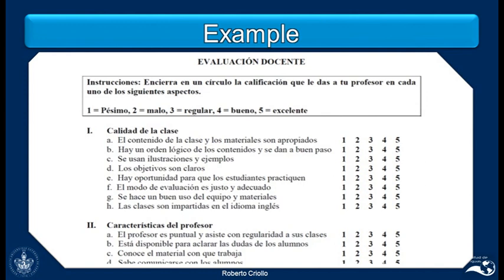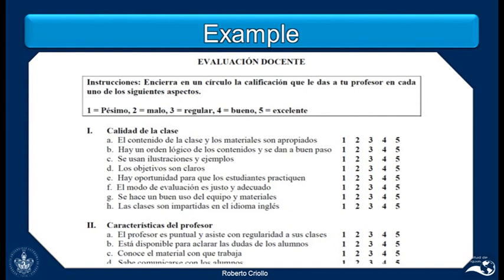So we used this instrument that the students had to fill out in order to express their opinions about their teachers, and we have basically two main elements that we assess: the quality of the lesson and the personal teacher characteristics. So if you see, this is basically a rating scale. It has 5 points: number 1, pésimo; number 2, malo; number 3, regular; number 4, bueno; number 5, excelente. And then the students need to mark the number that corresponds to their opinion about the teachers. For example, number 1, el contenido de la clase y los materiales son apropiados.